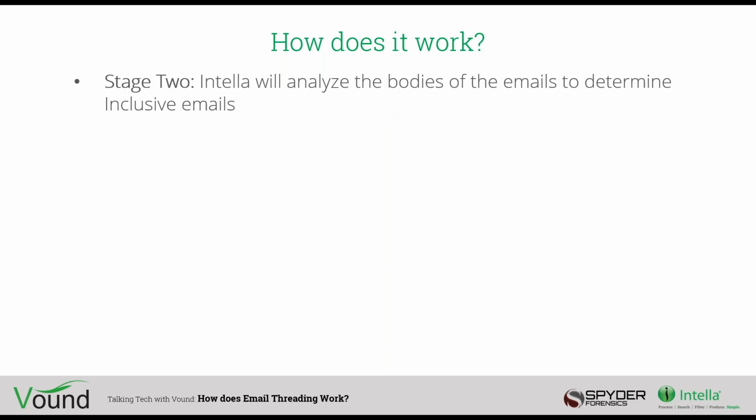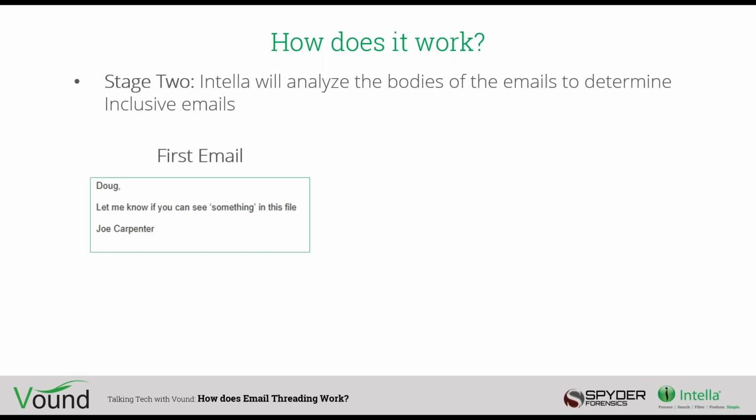So in stage 2, as I mentioned before, Entella will analyze the bodies of the emails to determine all the inclusive emails in the thread. The inclusive emails are emails that contain the bodies of all other emails in the thread, or all emails that potentially came before it in the thread.